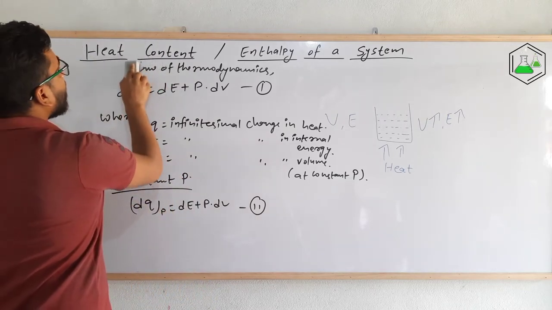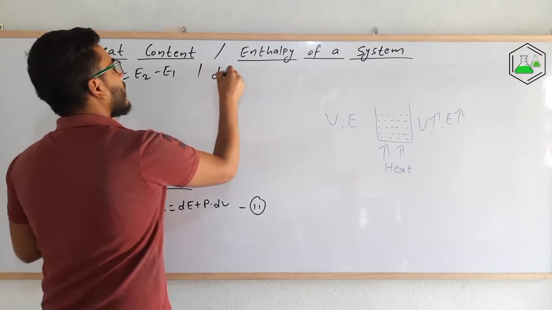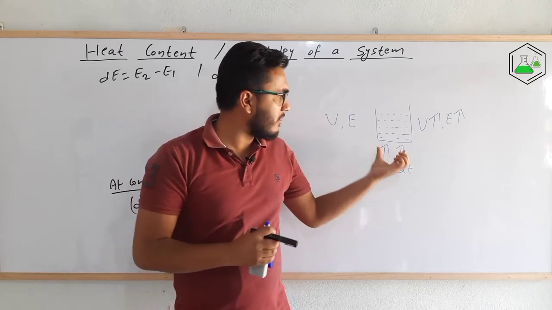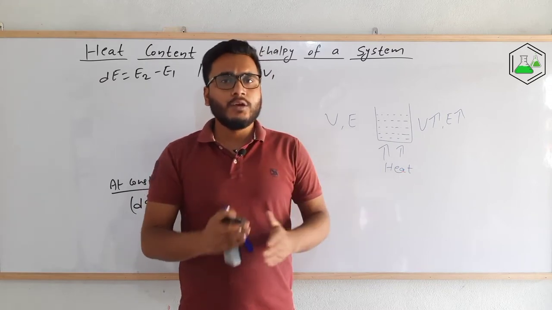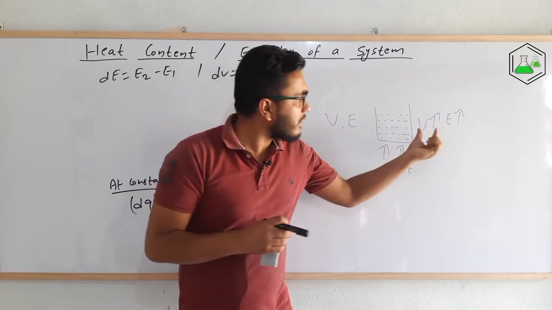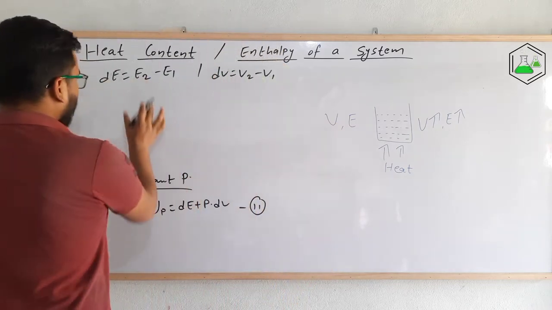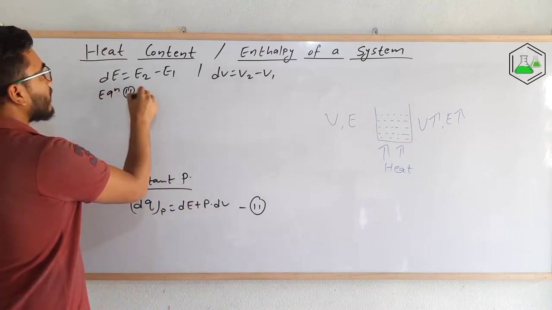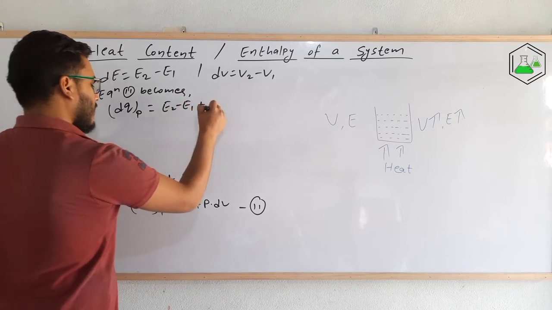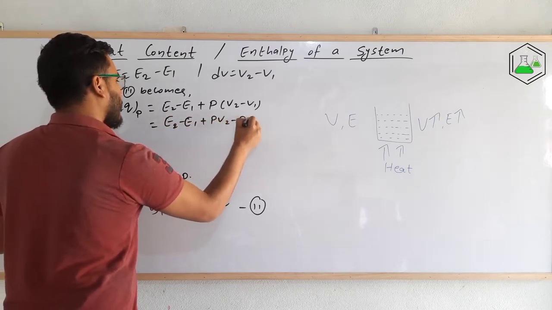Now, let me erase this portion for further calculation. We can write that dE is equal to E2 minus E1 and dV is equal to V2 minus V1. Here, V1 and E1 are the volume and internal energy at the initial condition, when the heat energy was not supplied to the system, and E2 and V2 are the volume and internal energy of the system when the heat energy has been applied, that means the higher values. The initial state has V1 and E1, the final state has E2 and V2.